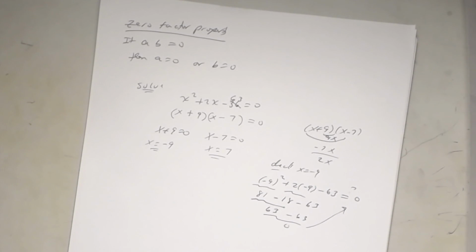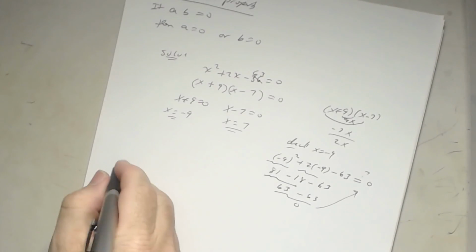Okay, so step 1 is to do what? Standard form. Then you're going to factor. And then you're going to use what property? Zero factor property. Will all quadratic equations have two answers? No. Well, let me rephrase it.